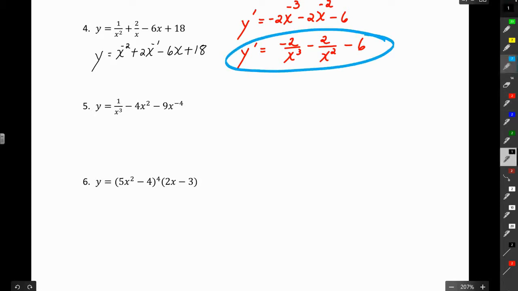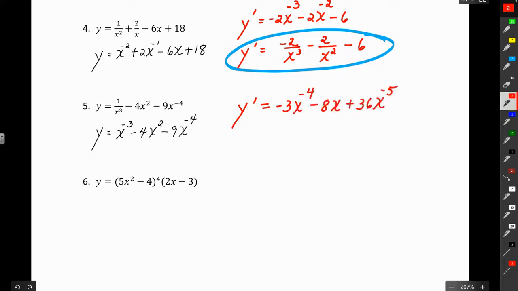With number 5, same idea. I'm going to rewrite the first term. Right? It's all about making our lives as easy as possible. We want to find the easiest route to differentiating. Now I'm ready to go. And I'll just rewrite it without negative exponents. And that's it for number 5.